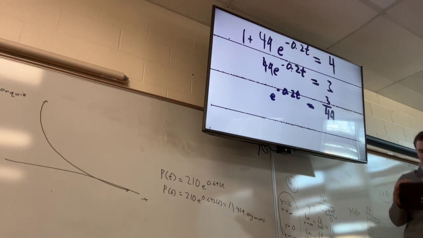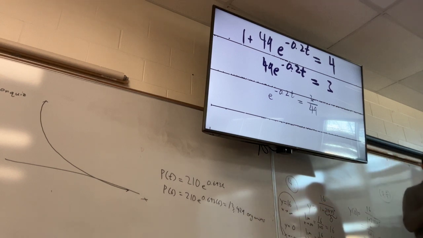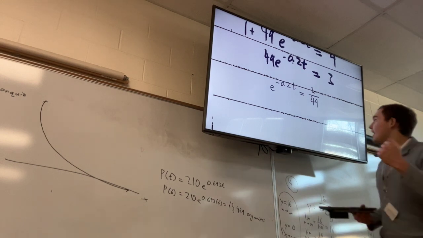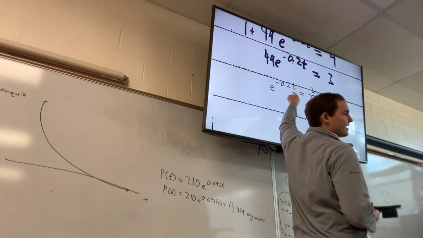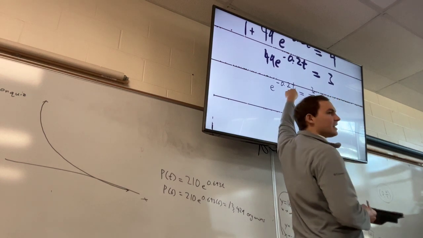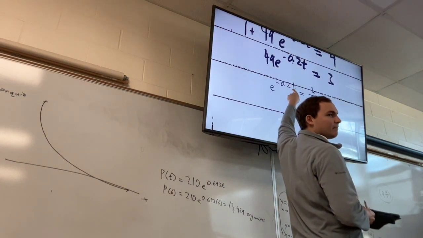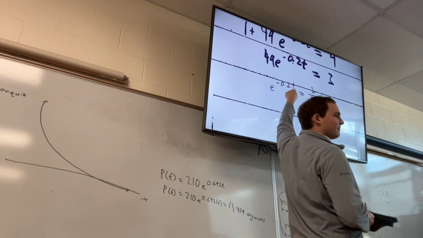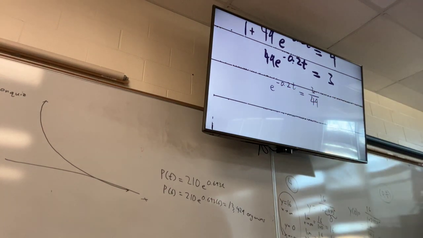All right, I'm going to rewrite that with a finer pencil. So we have e to the negative 0.2 t equals 3 over 49. Okay, right here. Anyone know how? So I need to get t by itself, right? Where's t stuck? Stuck inside that exponent, right? How do I break t out of the exponent? How do I break a variable out of my exponents? What do I do?